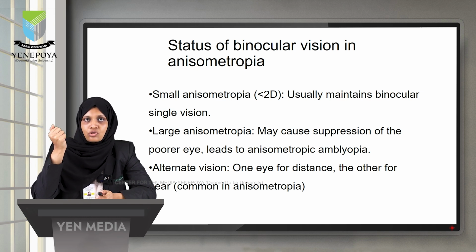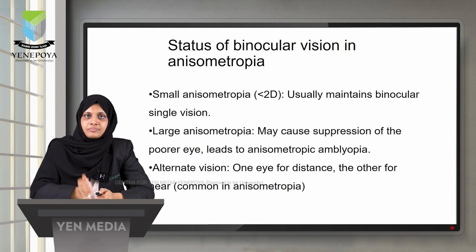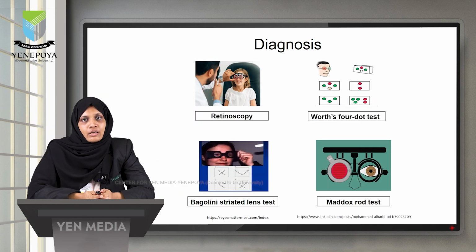In alternating vision, one eye is used for distance and the other eye is used for near. So what are the diagnostic methods we use for anisometropic cases? First is retinoscopy, second is Worth four dot test, Bagolini striated lens test, and Maddox rod test. These are all the diagnostic methods.